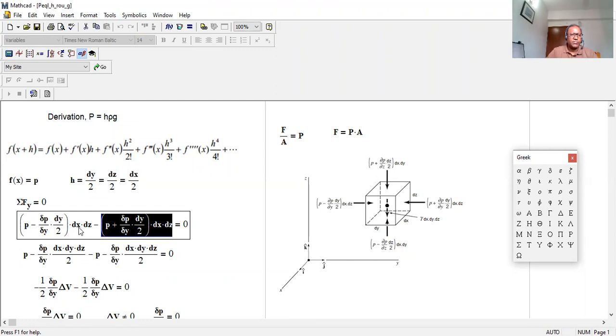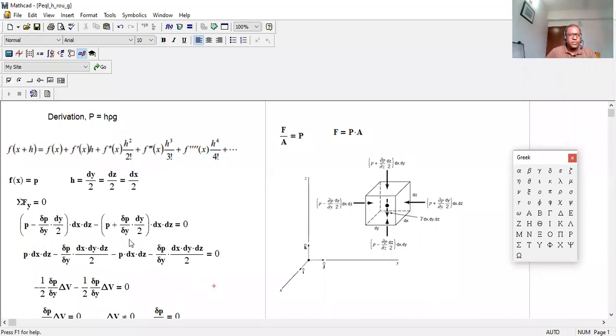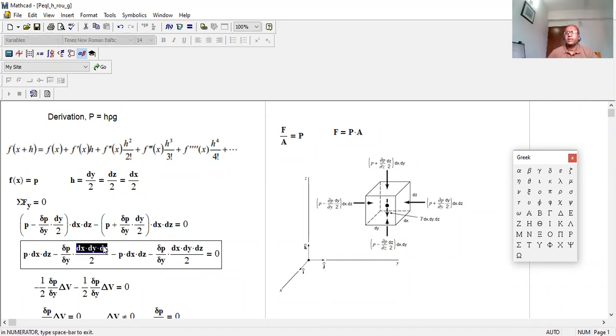Now you multiply by dx, dz, and just simplify. I forgot to mention over here, what will be dy into dx into dz. Similarly, right over here will be dx, dz. And you see this p will be out. And this one, dx, dy, dz, is a volume.